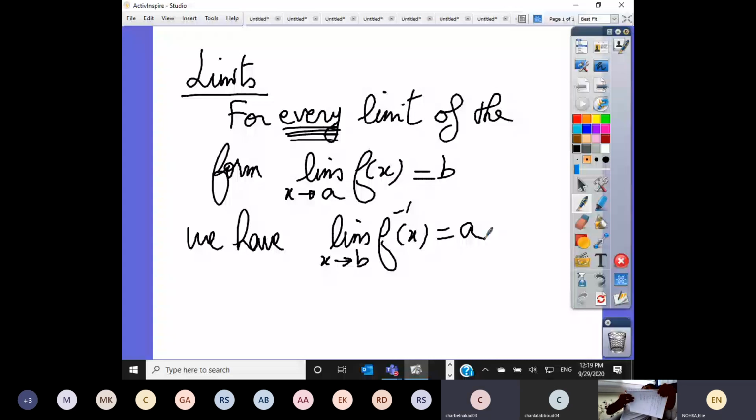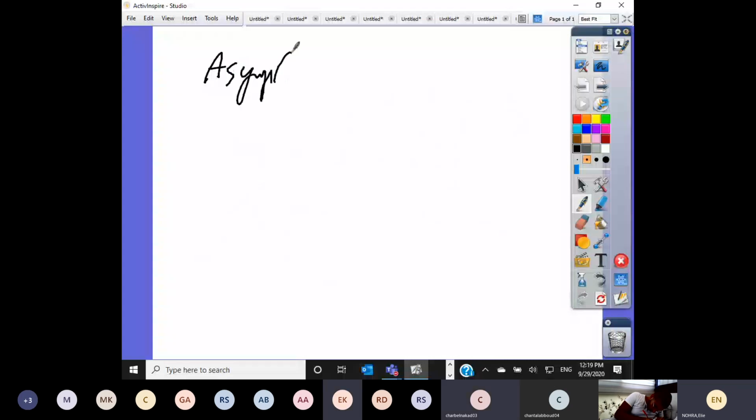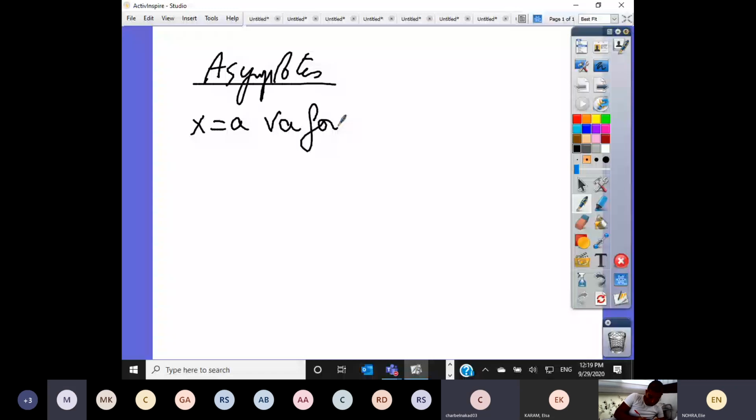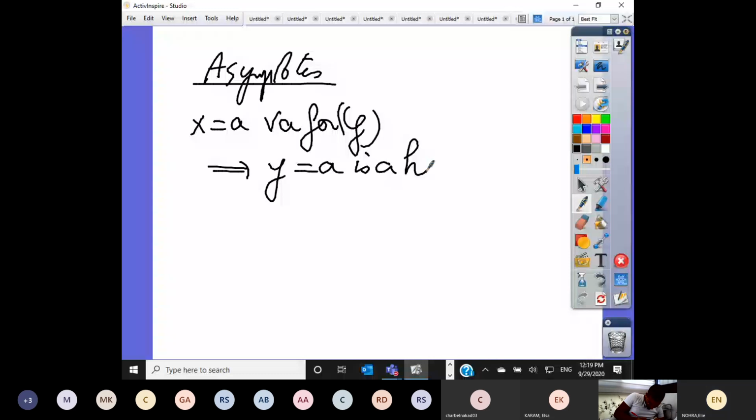That proves, if you noticed, something about the asymptotes, about horizontal and vertical. Correct. If x equals a is a vertical asymptote for Cf, then y equals a is a horizontal asymptote for Cf minus 1. Isn't that right?